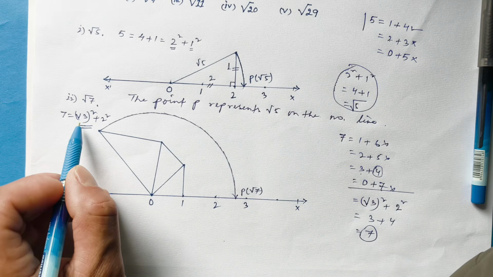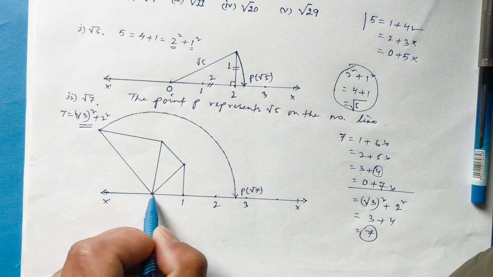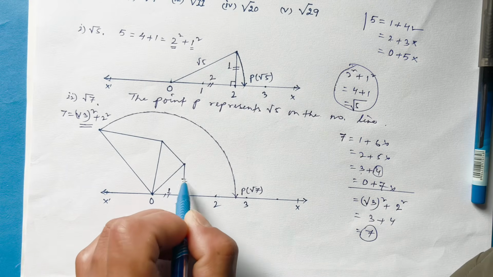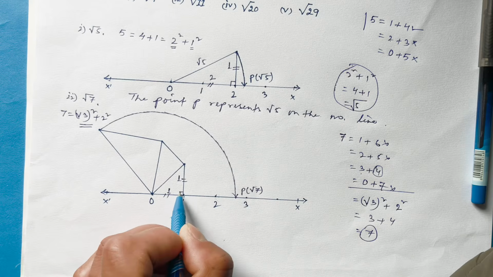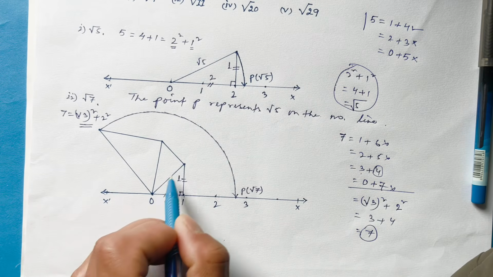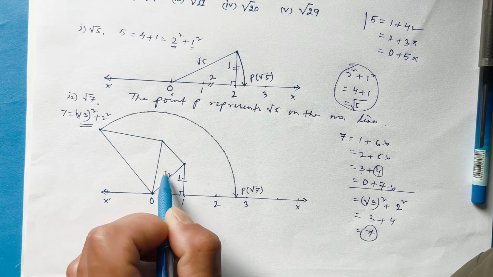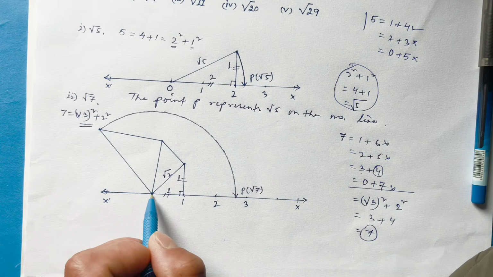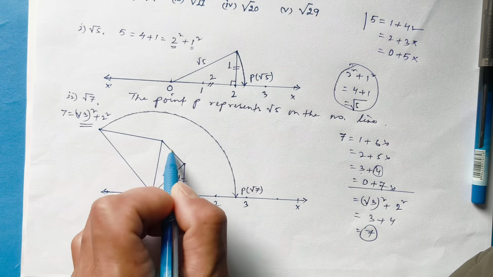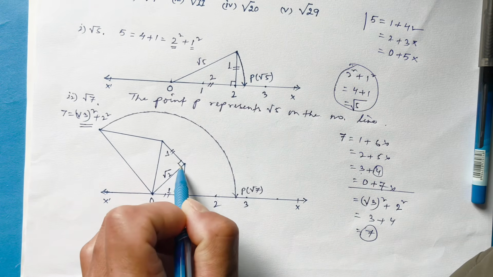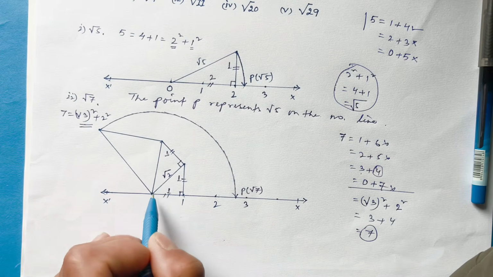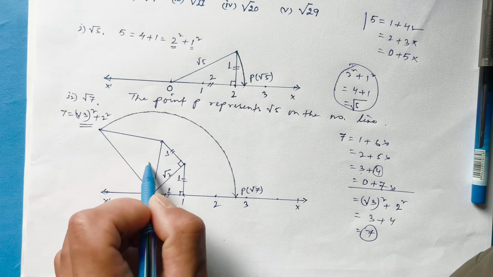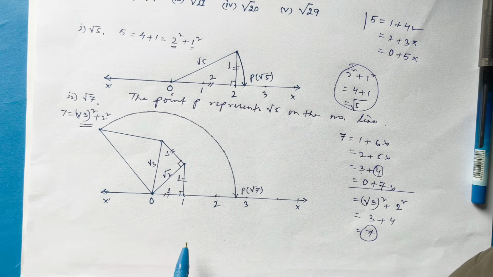Now first let's construct root 3. To construct root 3, we take a base of 1 unit and a perpendicular of 1 unit, and joining them gives 1 plus 1, 2, which becomes root 2. Again, taking base root 2 and perpendicular 1 unit, let us join the hypotenuse. Then root 2 square plus 1 becomes root 3 by the Pythagoras theorem.